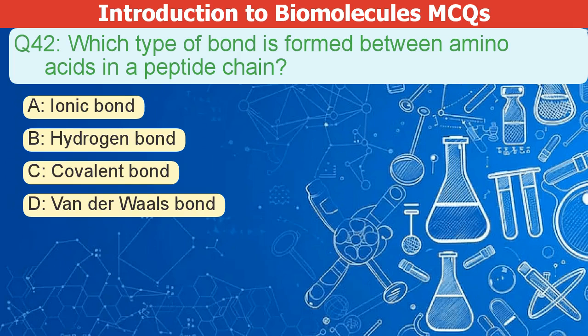What type of bond forms between amino acids in a peptide chain? A. Ionic bond. B. Hydrogen bond. C. Covalent bond. D. Van der Waals bond.